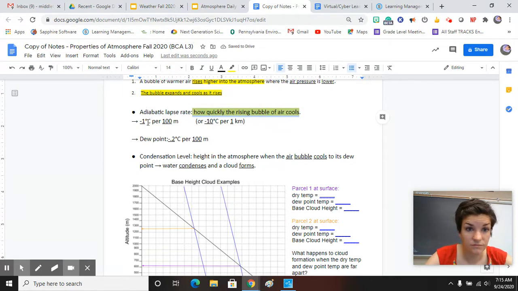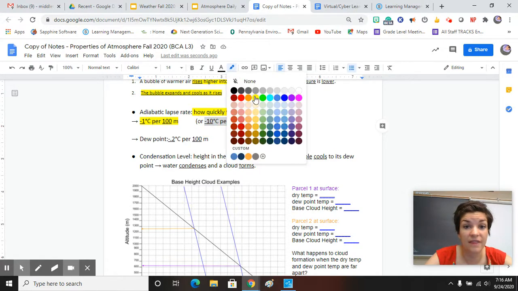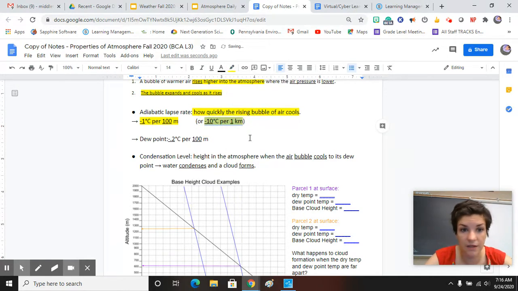As you go up 100 meters, it's going to cool 1 degree Celsius. So it goes negative 1 degree Celsius per 100 meters. Or it's a lot easier to remember 1 kilometer. As you go up 1 kilometer, it's going to cool by 10 degrees. And that's dry air. That's air that hasn't become a cloud yet.